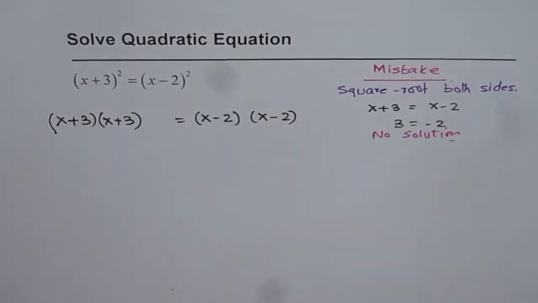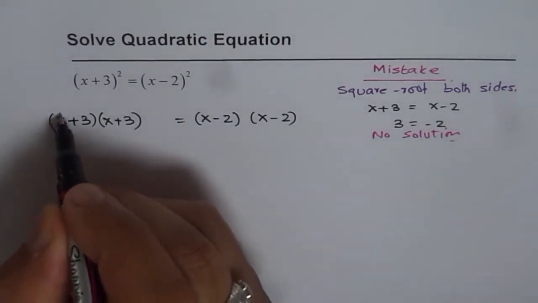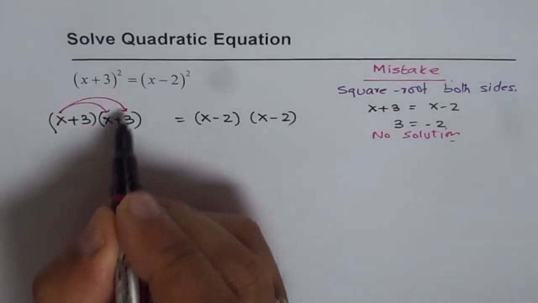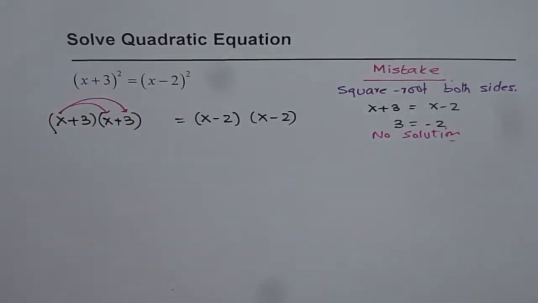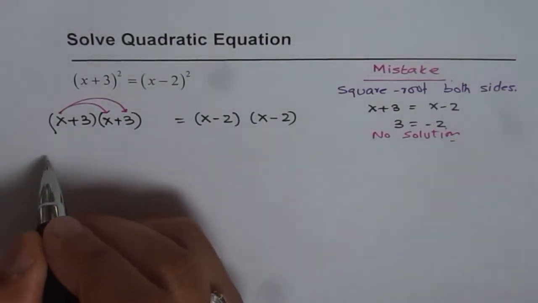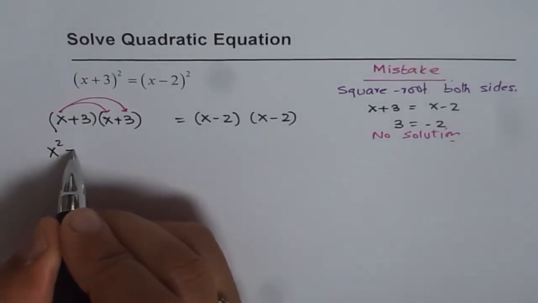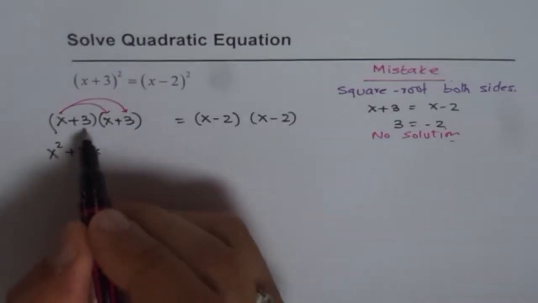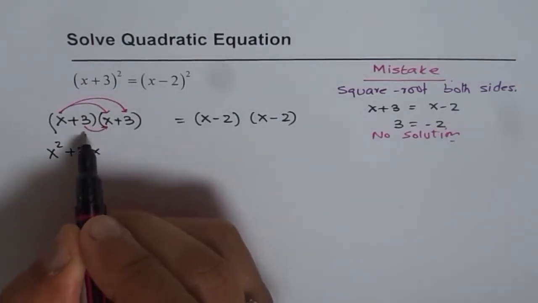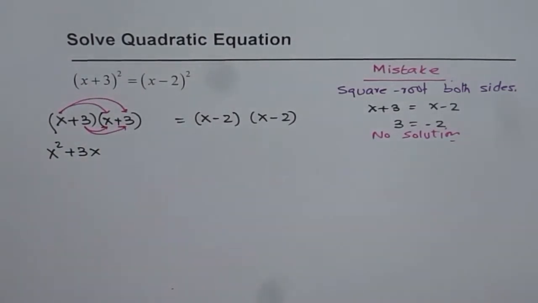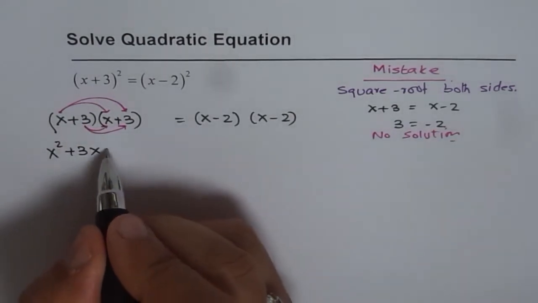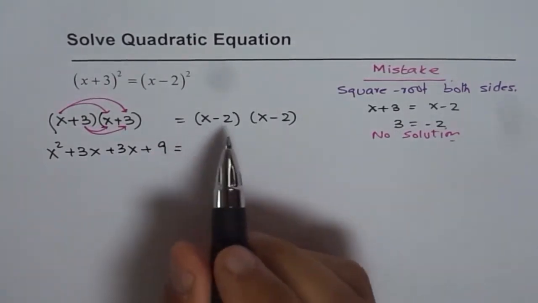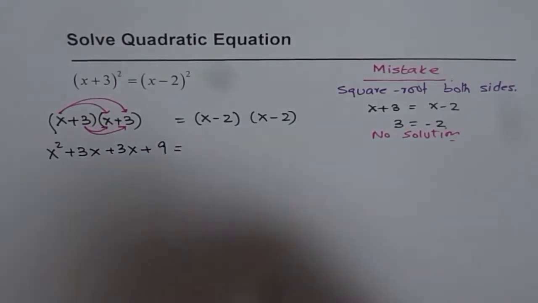Now let's apply the distributive property to expand. That means we'll use the x term first, multiplying both terms with x first, right? And what do we get? We get x times x as x² plus 3x. And now we'll multiply with 3. When we have binomials, that is how we can do it, correct? So 3 times x will give us plus 3x, and 3 times 3 will give us 9, right?